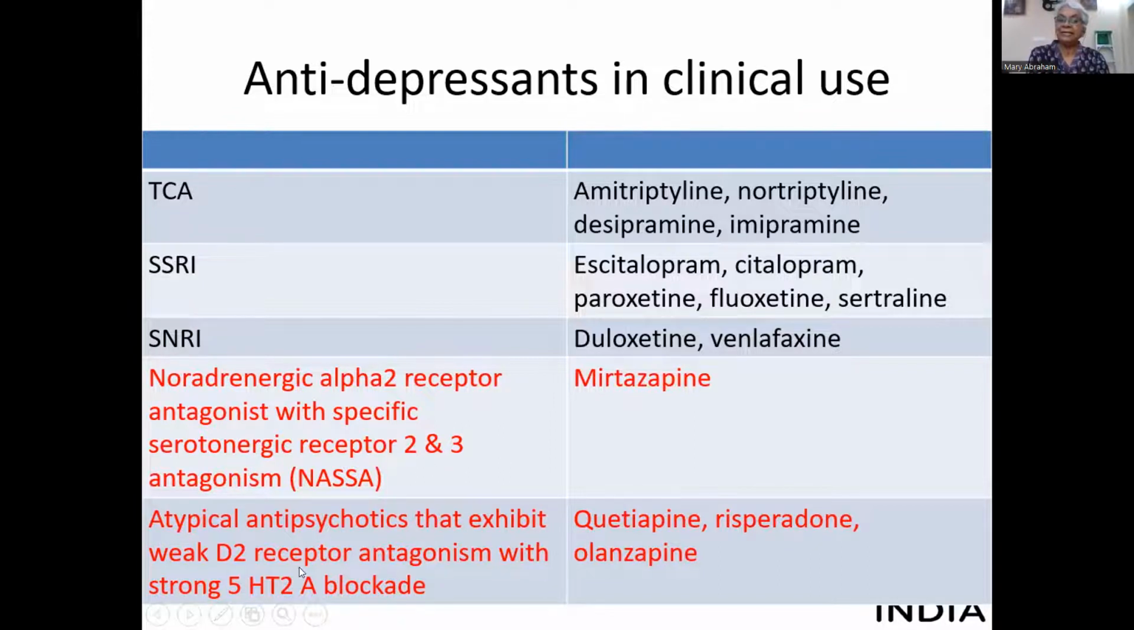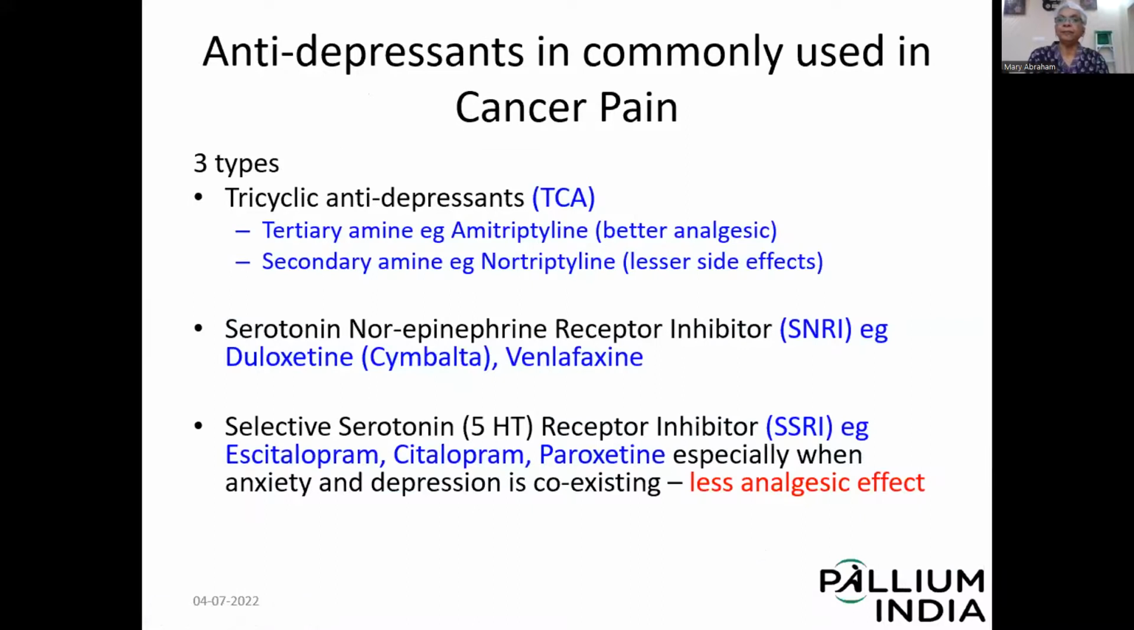Besides this, recently more antidepressants have been added, like mirtazapine. This is also now being used for treatment of depression and pain. And you have atypical antipsychotics like quetiapine, risperidone, or olanzapine. These also can be used for treatment of depression along with the pain. So the commonly used drugs, however, are the tricyclic antidepressants, the SNRIs, and the SSRIs.